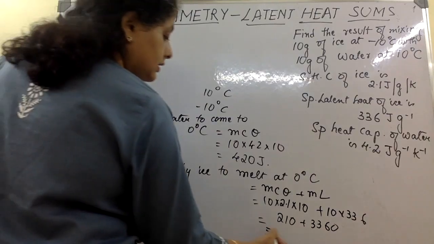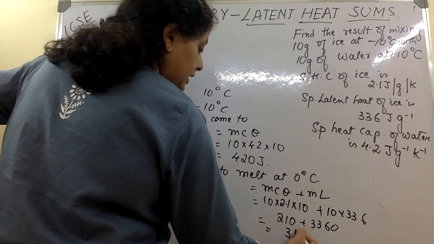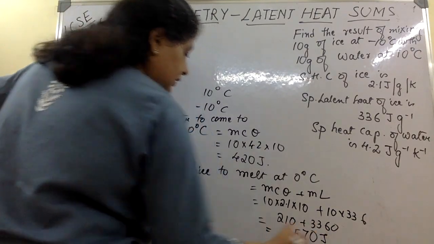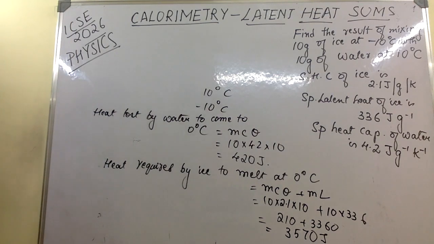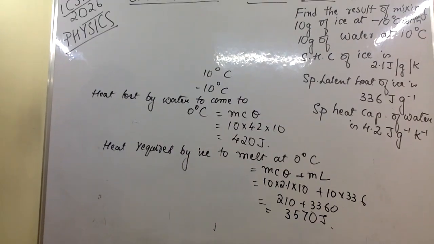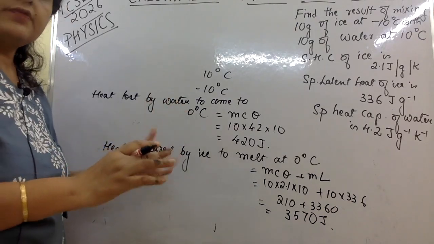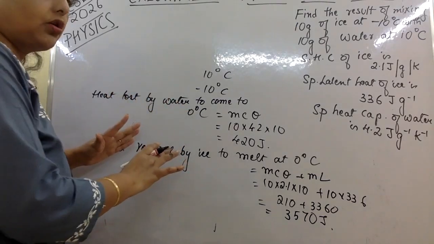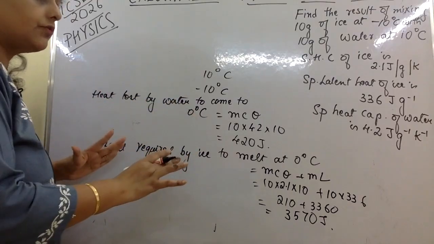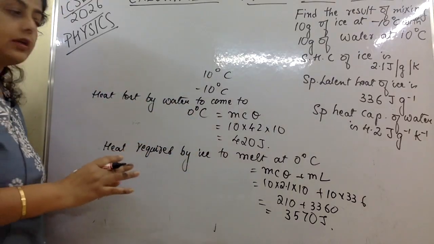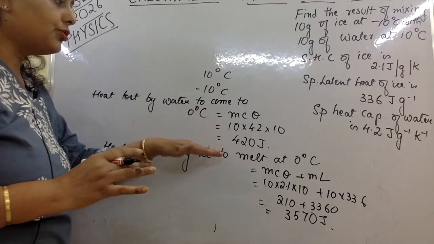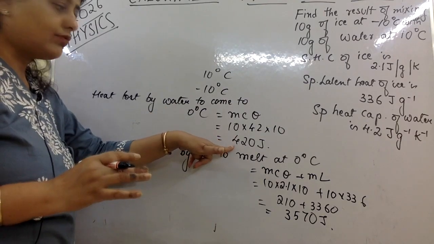Then what I get is 3570 joules. Now do you see something very interesting here? The heat that this warm water can give at 10 degree, this water is not very hot. Had it been very hot, the sum would have been different. But here, just to come to 0 degree, all it can give is 720 joules.